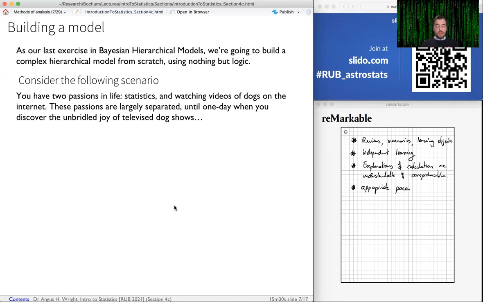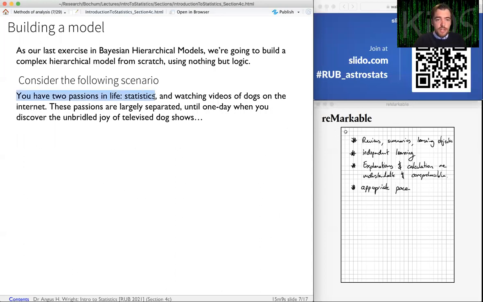And so the last thing that we're going to do today is something that's a little bit lighter. We're going to go through and construct a hierarchical model from scratch, one step at a time, using hopefully something that you can tangibly identify with and appreciate. So this is the scenario.